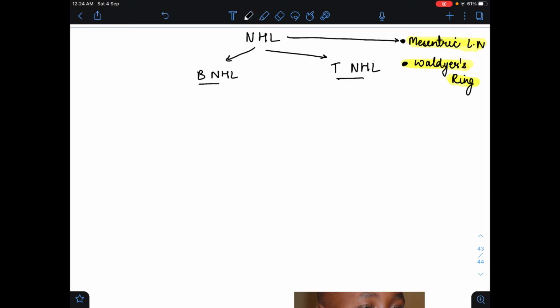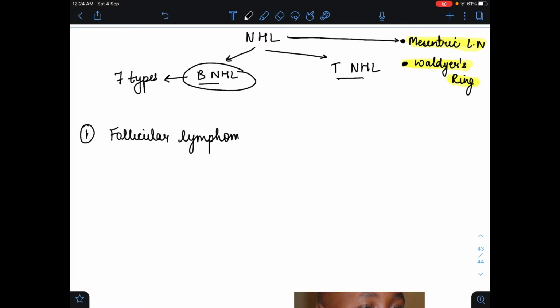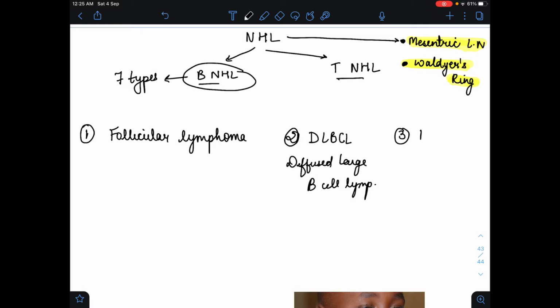First I want to tell you that B non-Hodgkin lymphoma is of 7 types. The first one is follicular lymphoma. The second one is DLBCL, diffuse large B cell lymphoma. And the third one is Burkitt lymphoma. Please remember that the third one is Burkitt lymphoma.